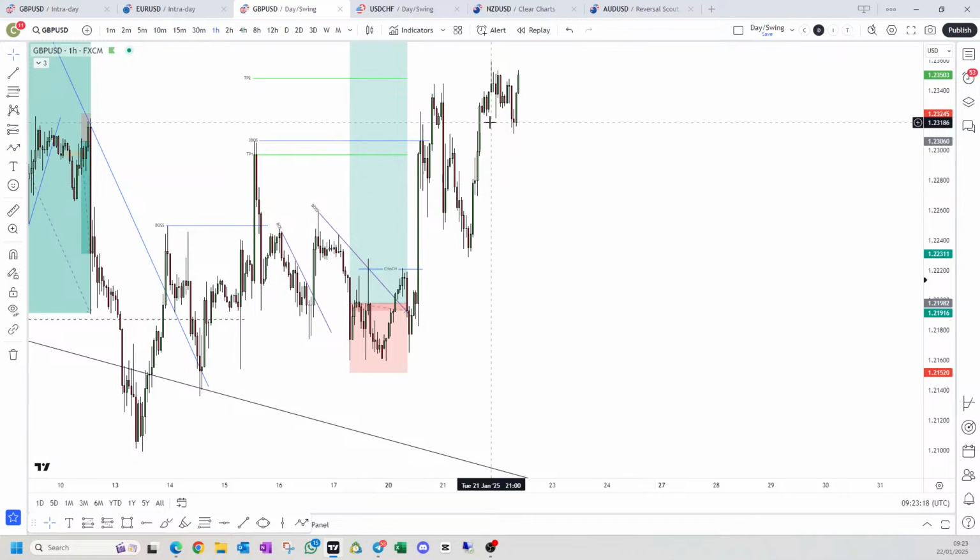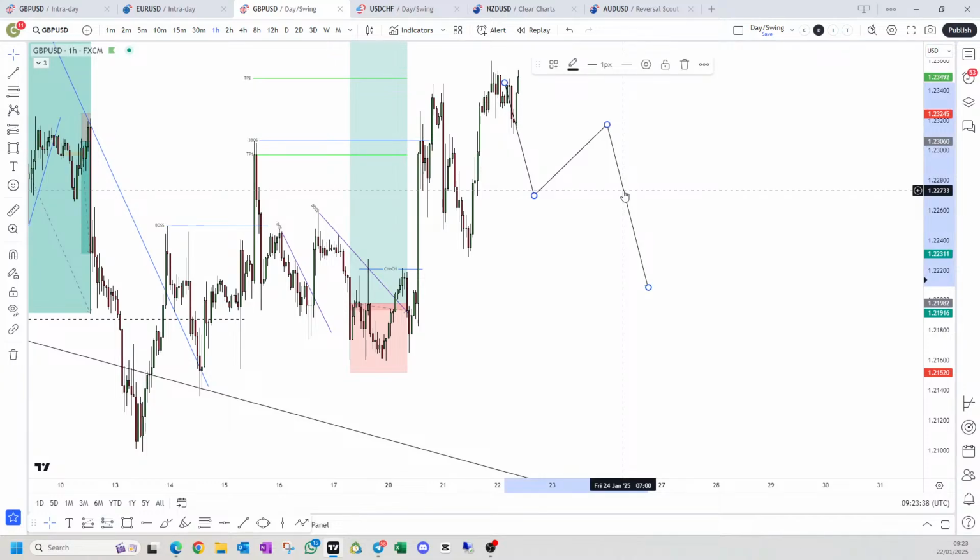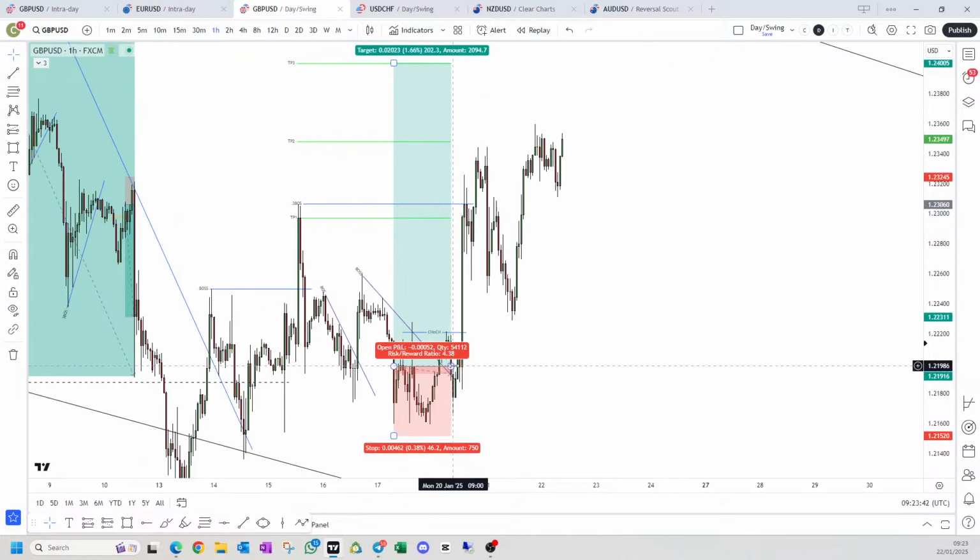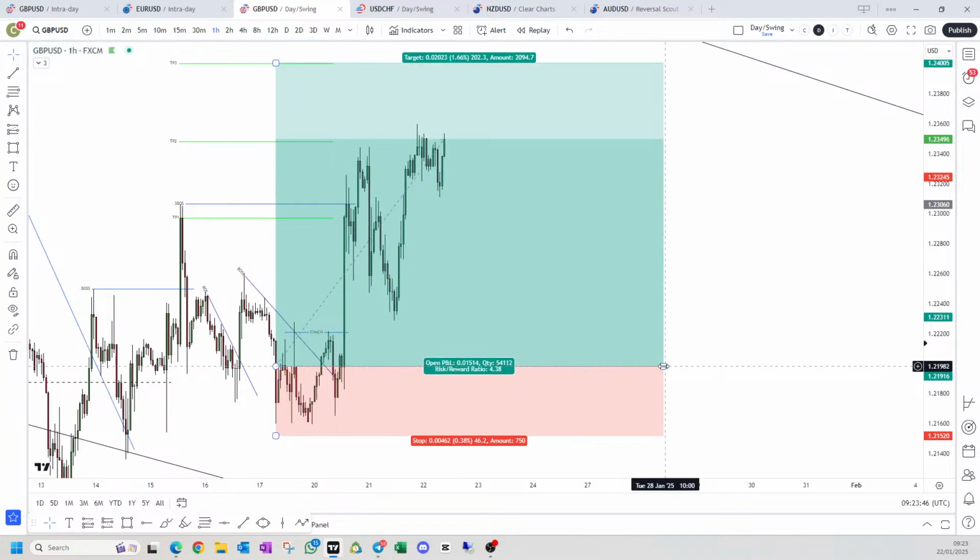You would expect potentially an ABC correction from having 5 waves. You need an ABC, then carry on upwards, which makes sense because we still have imbalance here which is yet to be filled in. So I'm not going to look to stack long. If it does keep going long, great, because we're in a position higher, so that makes us money anyway, but I won't look to stack longs on the 1 hour.